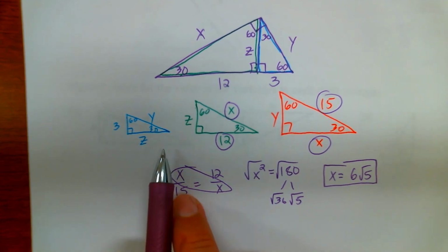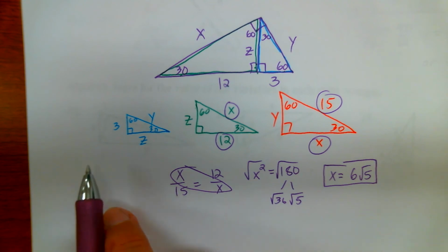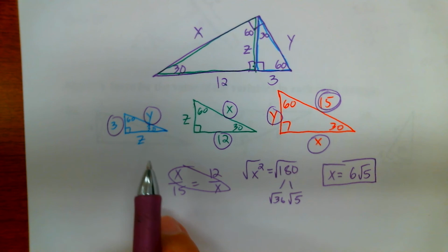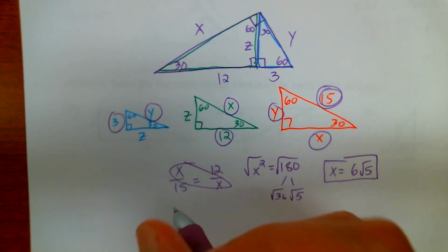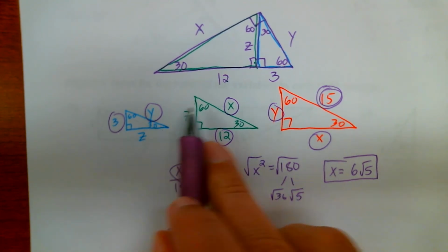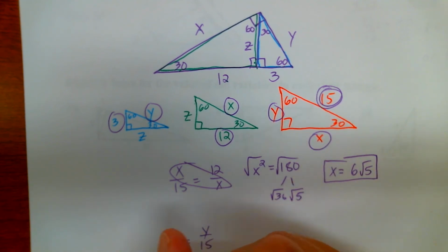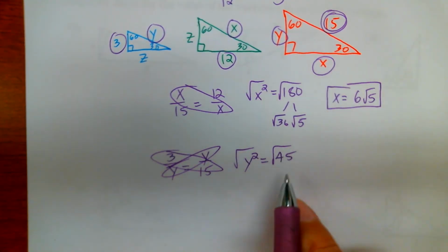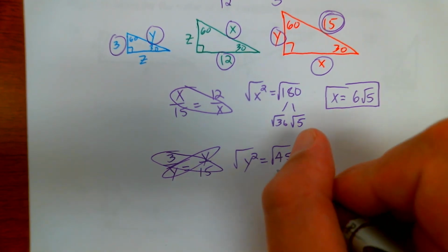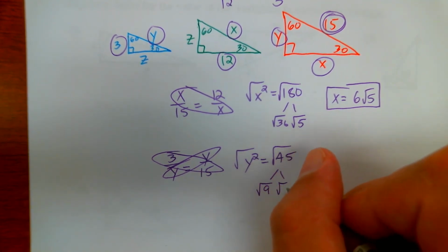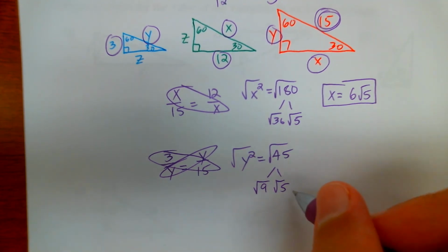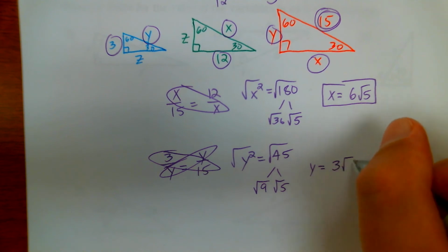Okay, for the Y's, let's see what I got for the Y's. I have 3 and a Y and a Y and a 15. Okay, very good. I can say 3 over Y equals Y over 15. Cross multiply, I get Y squared is equal to 45. Take the square root. The highest perfect square that goes into 45 is a 9, so I'll break this down into perfect land. And Mr. 5 is very unhappy. He's always in the garbage. Square root of 9 is 3, so Y equals 3 times the square root of 5.